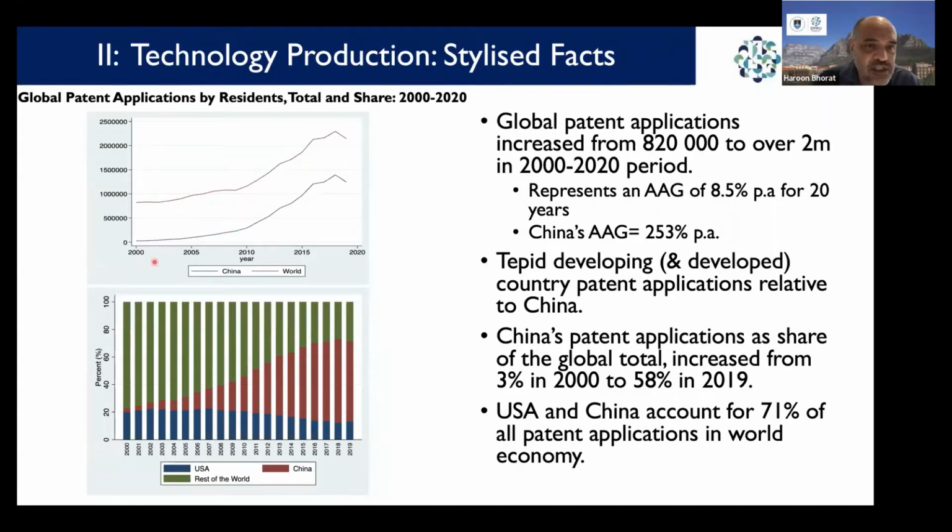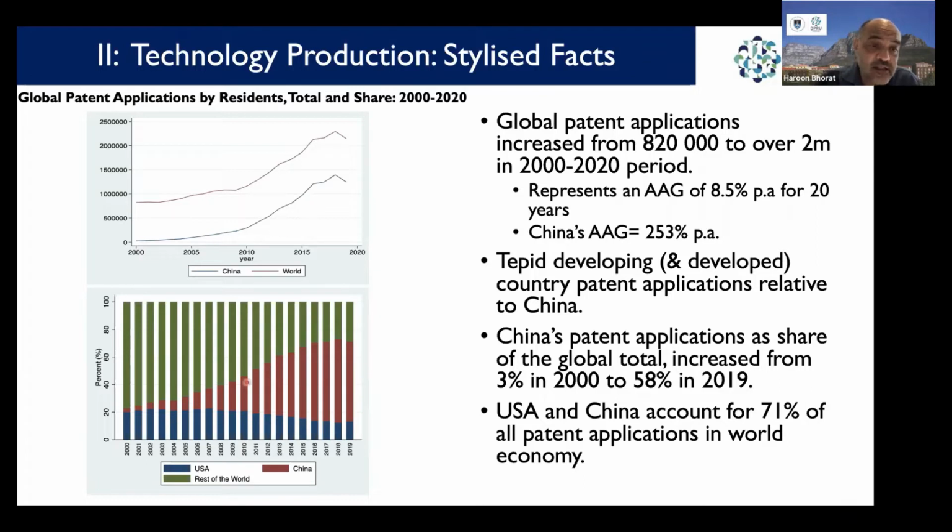Look at what's happened. Firstly, let's just focus on the world. If you wanted an indicator for the rise of technology or the importance of technology and the fourth industrial revolution, look at patent applications data. It's a massive increase, right? They go from 820,000 in 2000, globally, to over 2 million in the later period. That's a growth of 8.5% every year for 20 years. I'll repeat that. That's a growth of 8.5% every year for 20 years in patent applications.